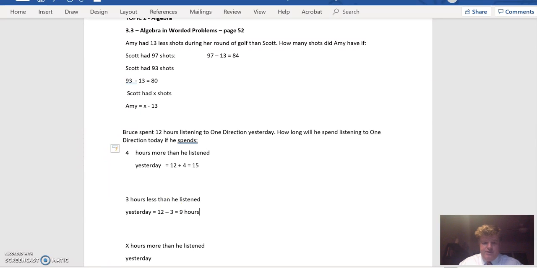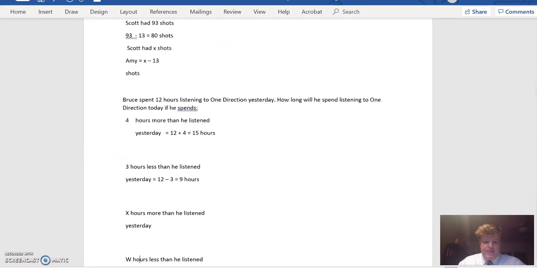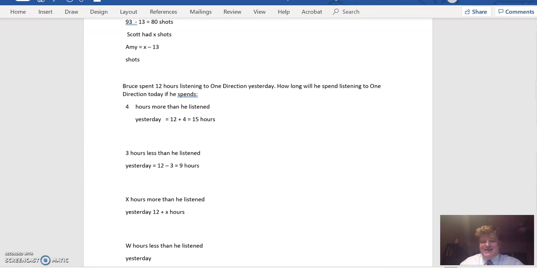And we should be putting units in here: 9 hours, 15 hours, and even back here, we should put shots. 80 shots and 13 shots. Okay, and now we bring in a letter rather than a number, just a letter that stands for a number. X hours more than he listened to yesterday. So yesterday was 12 plus X is going to be the number of hours. And W hours less than he listened yesterday. So it's going to be 12 minus W hours.